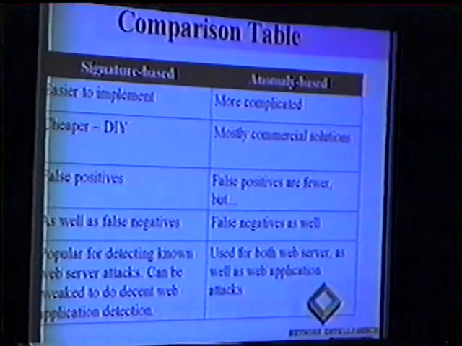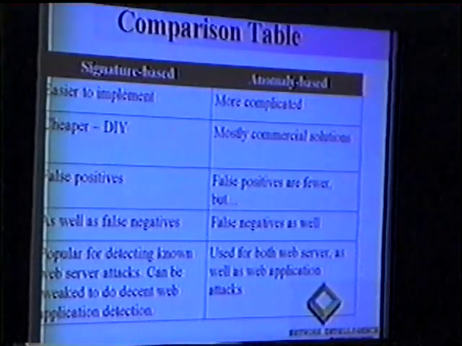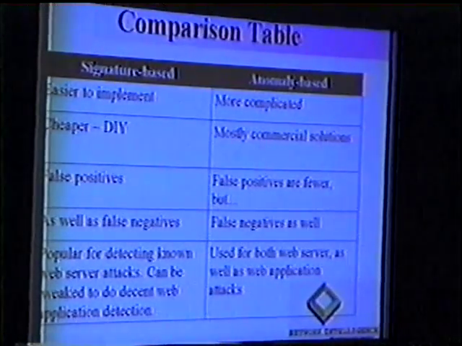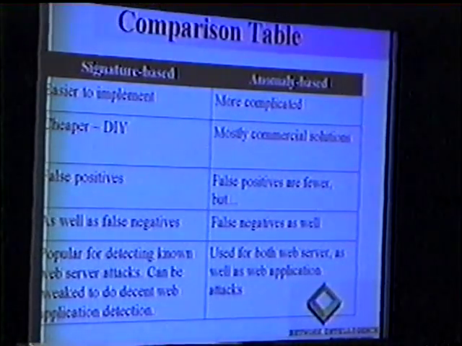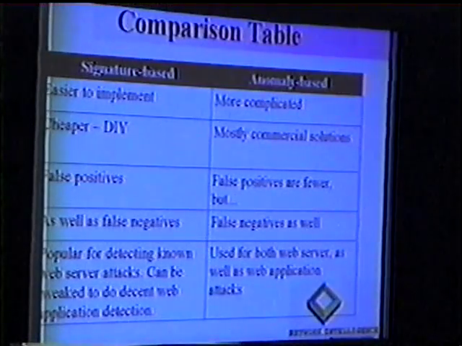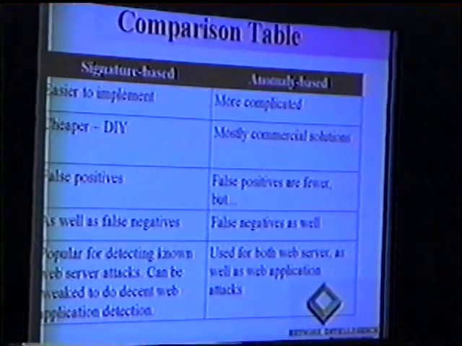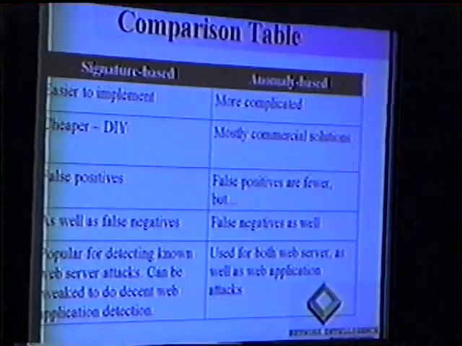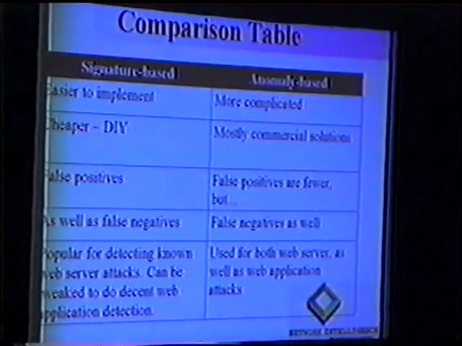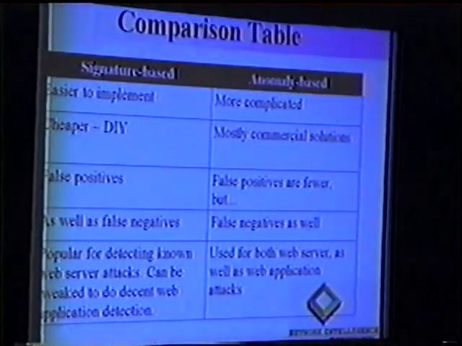This is a slide, a rough comparison table that I drew up between signature-based and anomaly-based. Signature-based is easier to implement. Anomaly-based is more difficult to implement. You'd need slightly more complicated algorithms for anomaly-based. Signature-based, you could take something like Snort and tweak it up. Again, it's cheaper and a do-it-yourself solution.